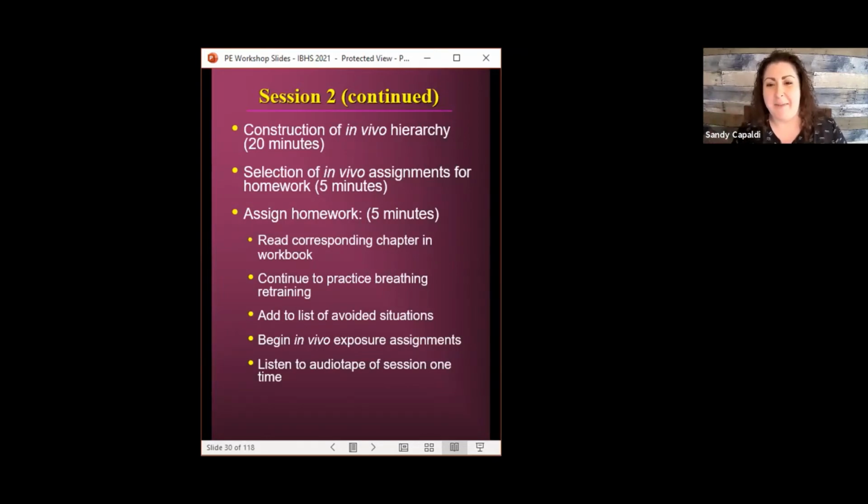Yeah. And the reason for that is I think that the in vivo exposure is the more potent element of PE rather than spending an hour on common reactions, let's say. I mean, common reactions are important, but I think that the in vivo exposure is going to have long-lasting effect throughout the treatment and beyond. And so I don't like to keep what I feel like is the active part of the treatment away from them for another week. And that's my reasoning behind it.